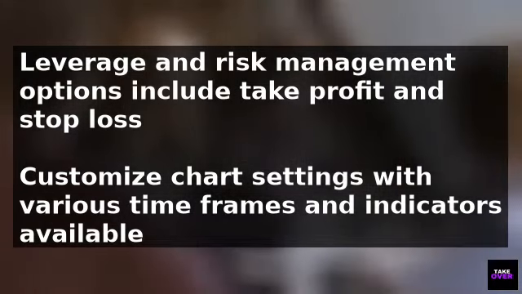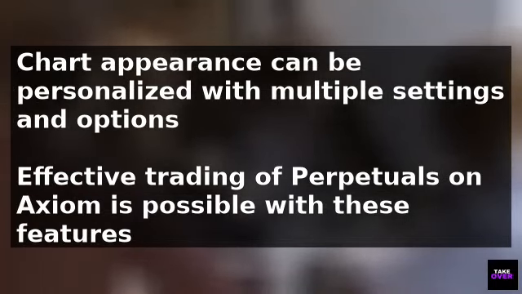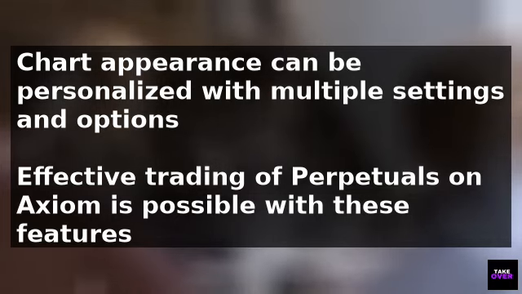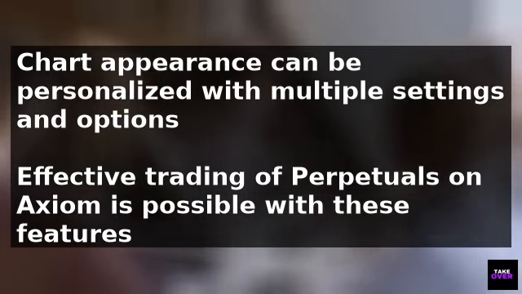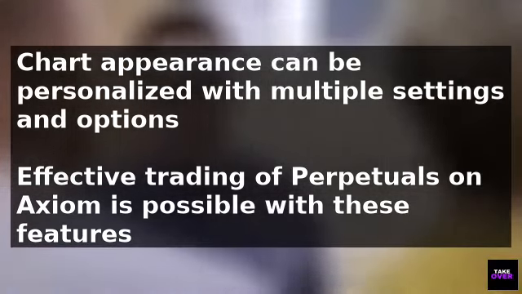The platform also features various chart settings, including timeframes from 1 minute to 1 month, as well as the ability to add indicators and customize the appearance of the charts. With these features, you can effectively trade perpetuals on Axiom.